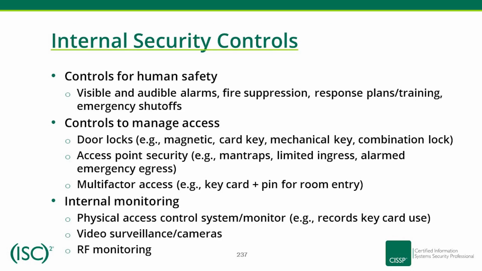Internal security controls. Controls for human safety: visible and audible alarms, fire suppression, response plan/training, emergency shutoffs. Controls to manage access: door locks, for example, magnetic, card key, mechanical key, combination lock. Access point security, for example, man traps, limited ingress, alarmed emergency egress. Multi-factor access, for example, key card plus PIN for room entry. Internal monitoring: physical access control system/monitor, for example, records key card use, and video surveillance/cameras.